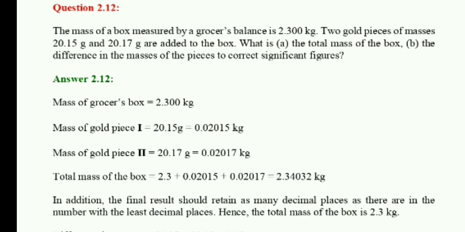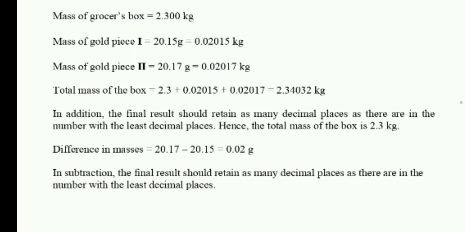So the total mass of the box will be 2.3 kg plus 0.02015 plus 0.02017 kg. It will be 2.34032 kg. Now the result has been rounded off to the first place of the decimal because 2.3 kg of the box has digits only up to this place of decimal. So the answer will be 2.3 kg.